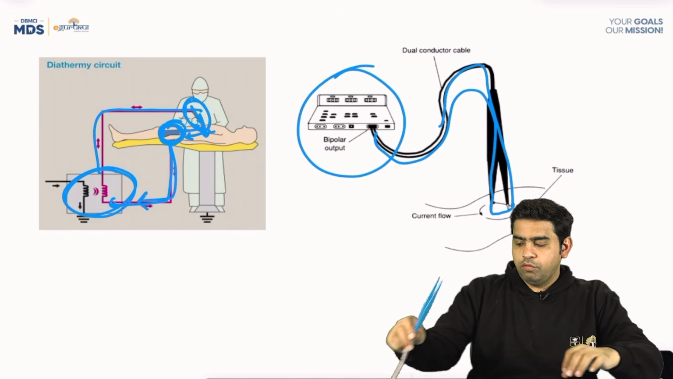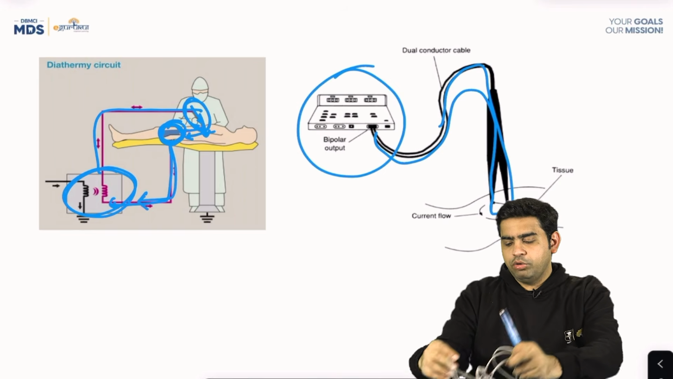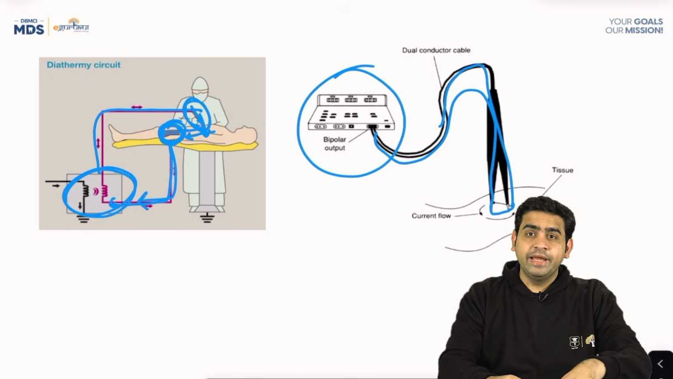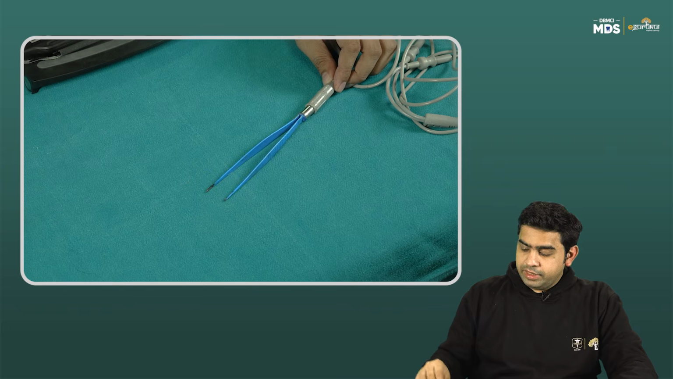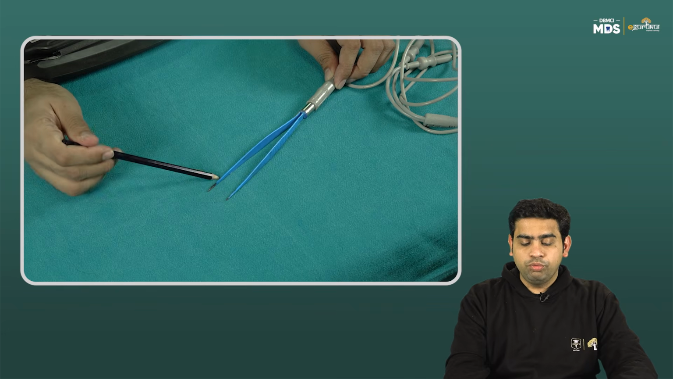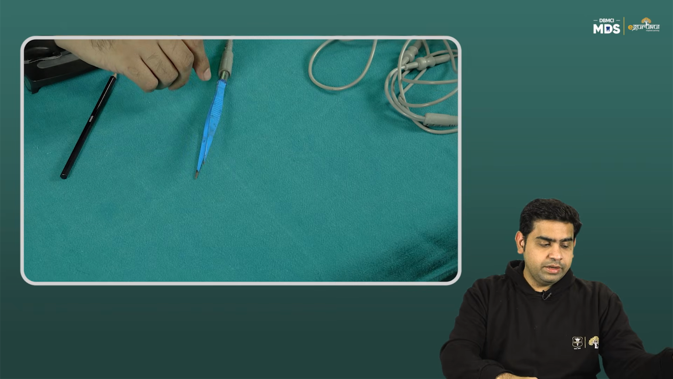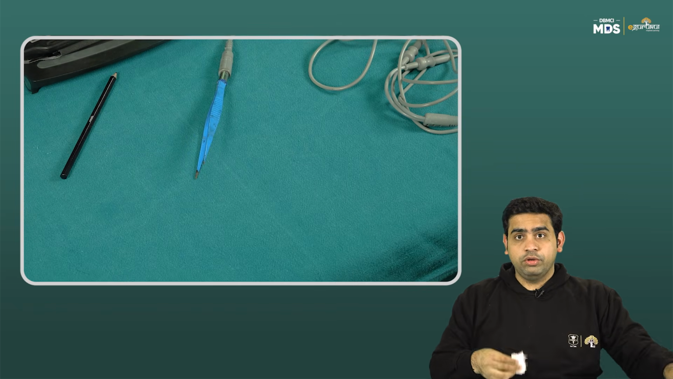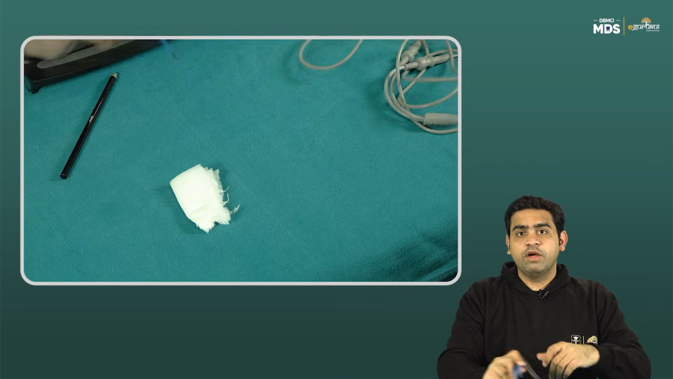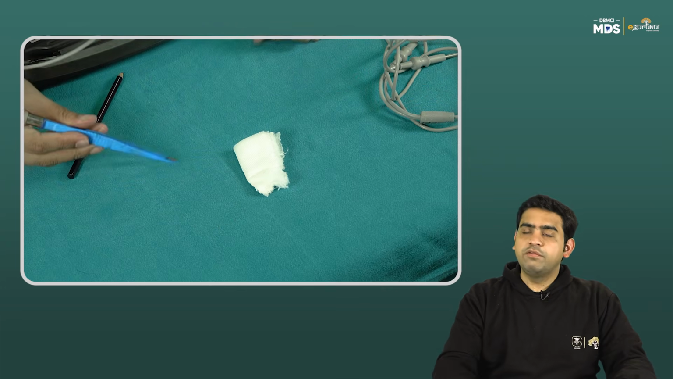Now, let us focus on the bipolar cautery. I gave you a bit of an introduction about the bipolar cautery. So as you can see over here, in the bipolar cautery, there are two prongs. Let's assume that this is the tissue on which I want to use the cautery. For example, this is the part where the bleeding is happening.